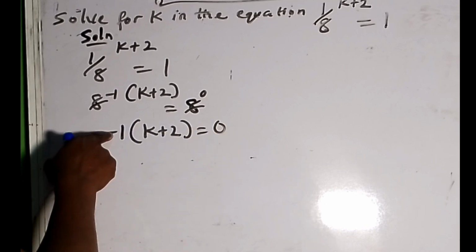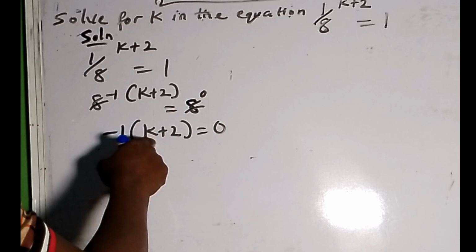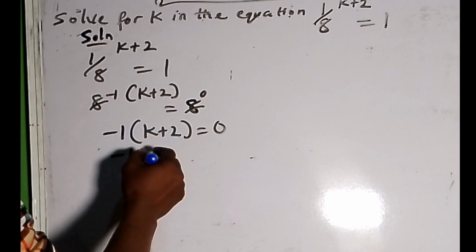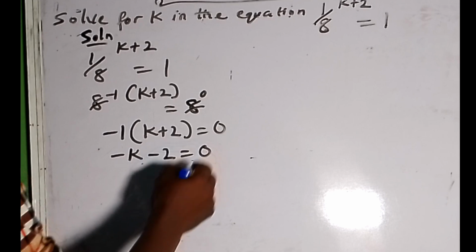Alright, now let's multiply minus 1 by k plus 2. Minus 1 times k equals minus k. Minus 1 times plus 2 equals minus 2. So minus k minus 2 equals 0.